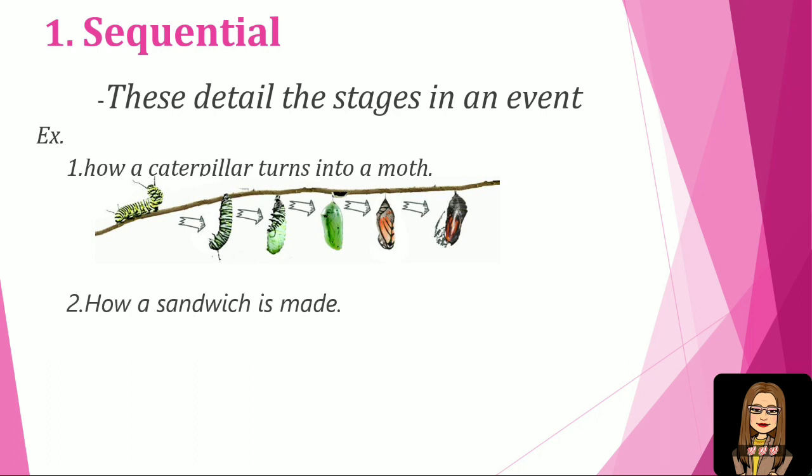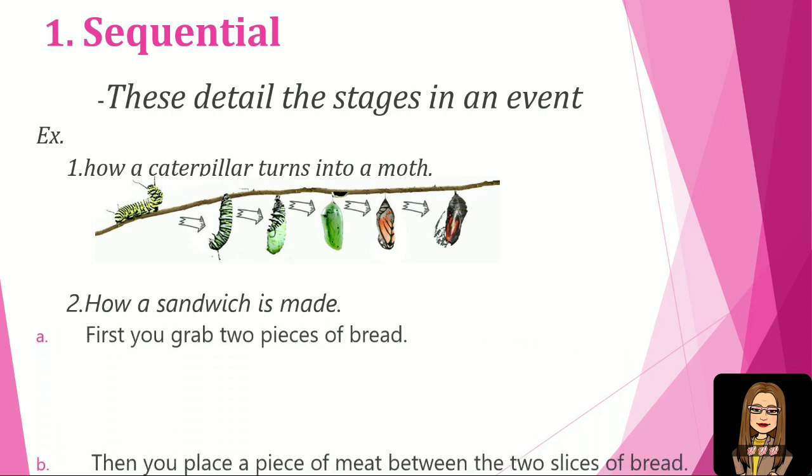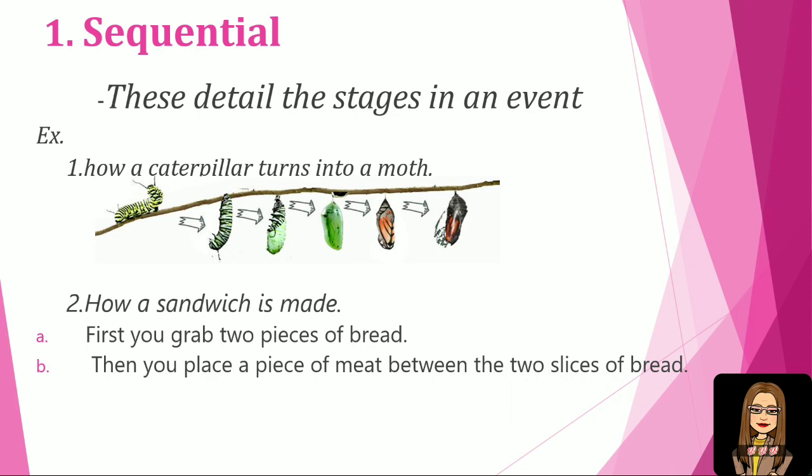Do you know how to make sandwiches? First, you have to grab two pieces of bread. Then, you place a piece of meat between two slices of bread. Last, you spread mustard on the bread.